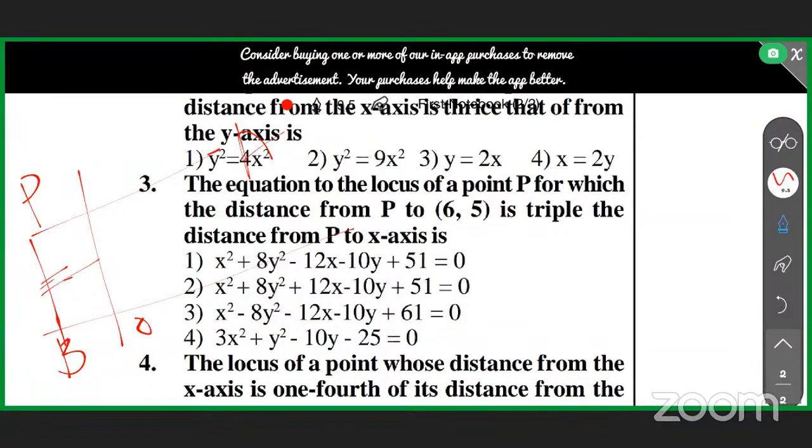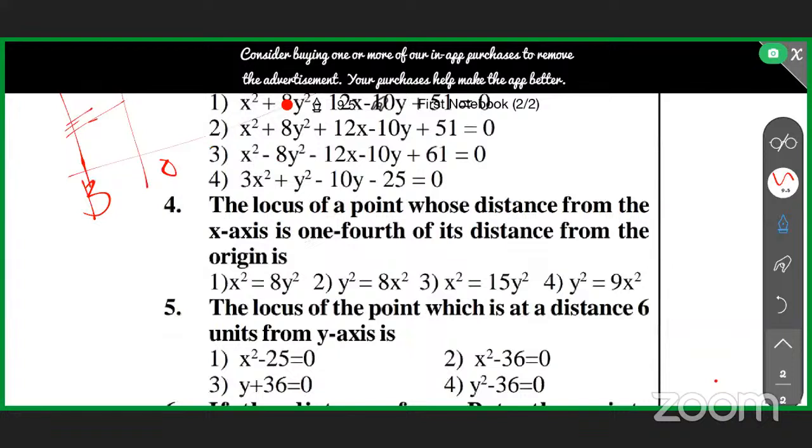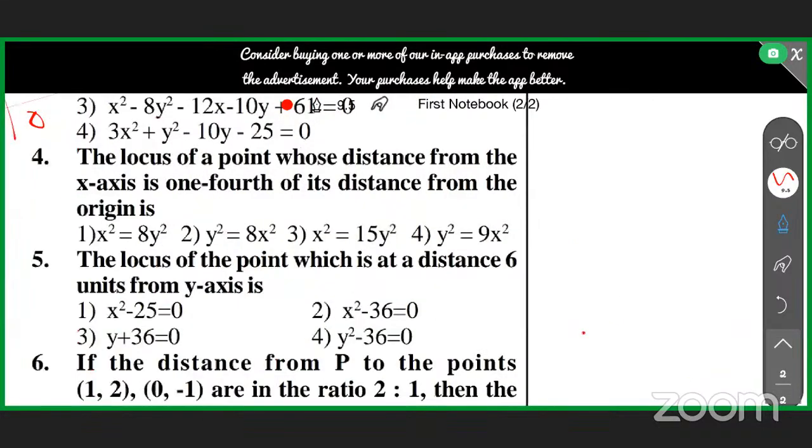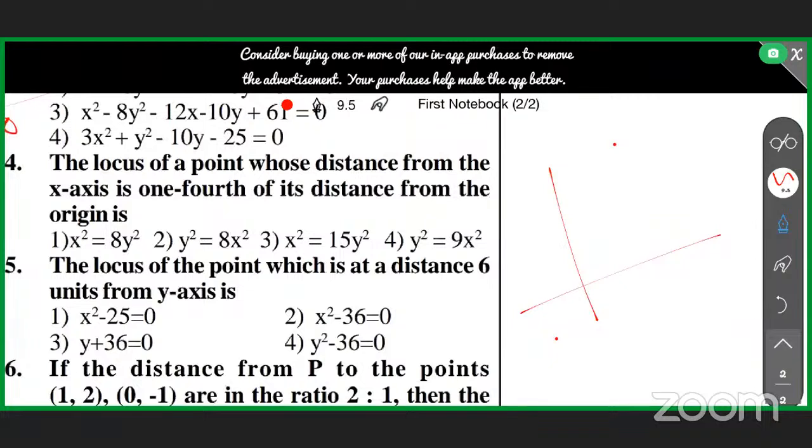Now question number 4. The locus of a point whose distance from the x-axis is 1/4 of its distance from the origin. That means, listen carefully to this question. They're telling that there is a point P here such that this point's distance from here to here is 1/4 the distance of here to origin. If this is point P, this is O, let us say this is A, they're telling PA is 1/4 of OP.